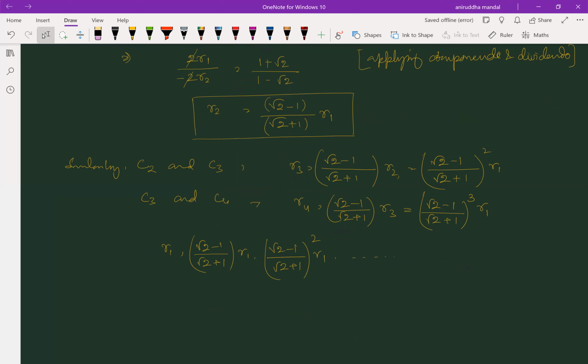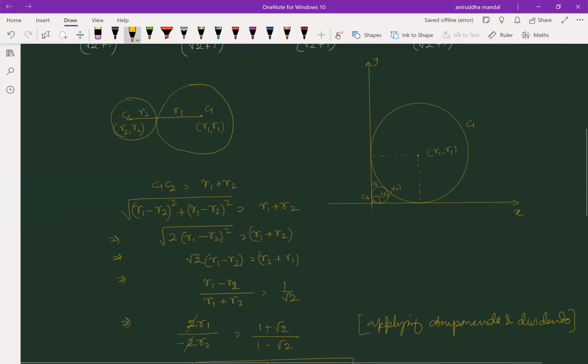So we can write the radius of any circle n as R_n equal to ((root 2 minus 1) divided by (root 2 plus 1)) to the power n minus 1 times R1. This is the expression of any circle with respect to the first circle. Now let's solve this problem.